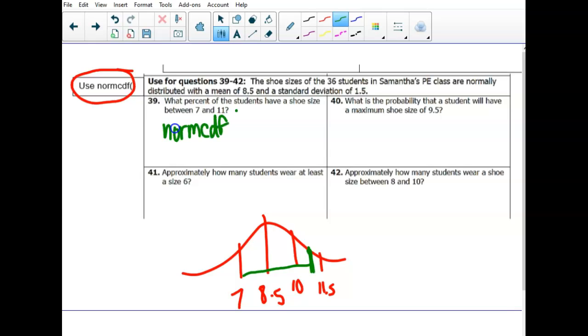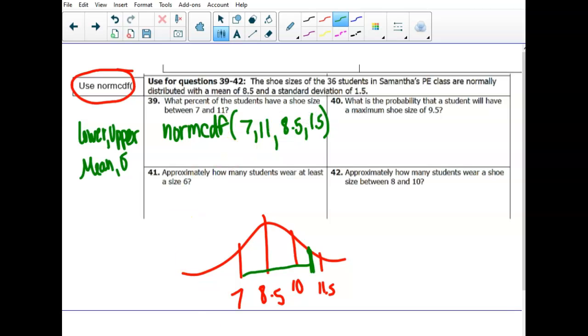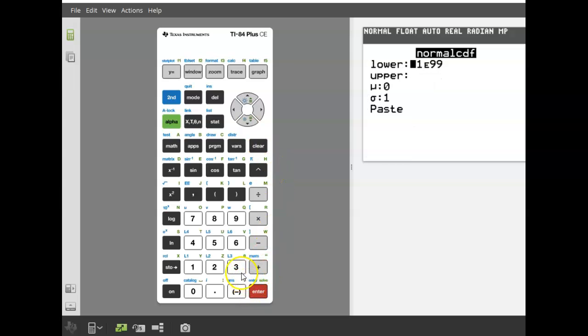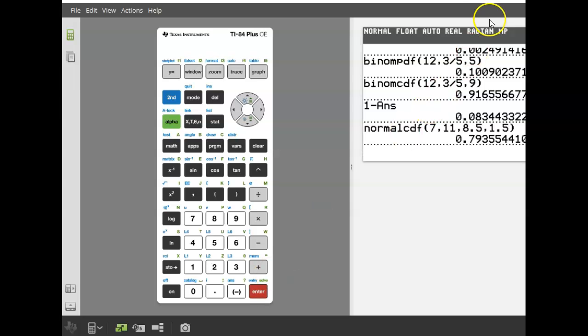And I believe it says the limits, right? Lower, upper, mean, and standard deviation is what it's asking for. So 7 and 11, where the mean was 8.5 and the standard deviation is 1.5. The normal distribution is second, VARS again. And this time we don't usually use PDF because we don't want just one thing. We want everybody above or below or within a range. So for this one, I already forgot. Was it 7 and 11? 8.5 and 1.5, right? I have 79.4.